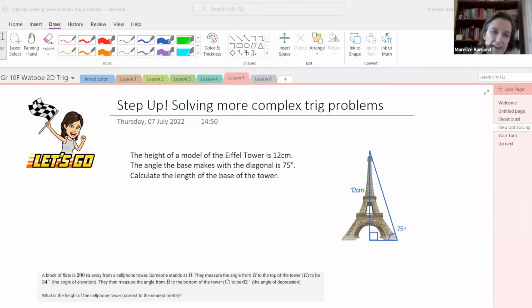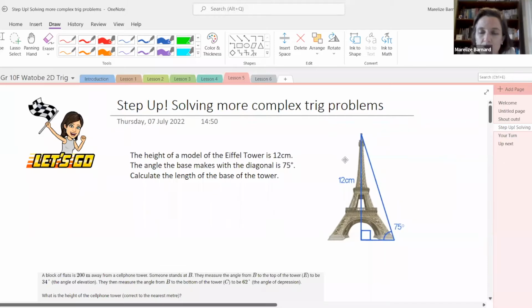It says that the height of a model of the Eiffel Tower is 12 centimeters. The angle the base makes with the diagonal is 75 degrees. Calculate the length of the base of the tower. This is a little warm-up for everyone who's been here and everyone who's joining for the first time. Let's get going.